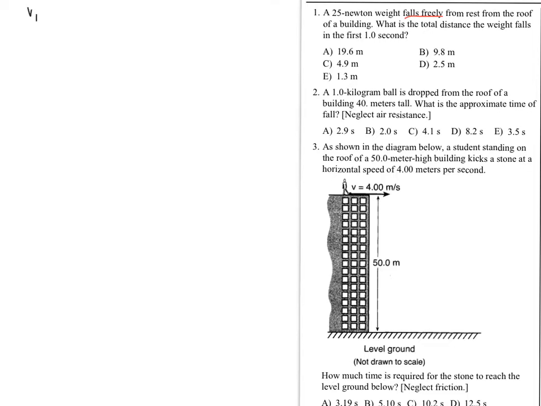Our initial velocity is 0 meters per second. Our acceleration, 9.8 meters per second squared. We have a time of 1 second, and we're looking for our distance. Looking at the equations in the reference table, you should use this equation.